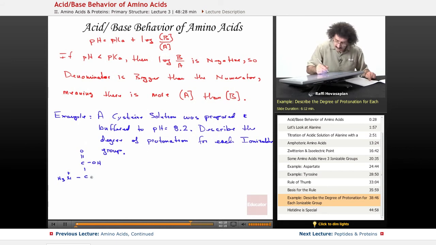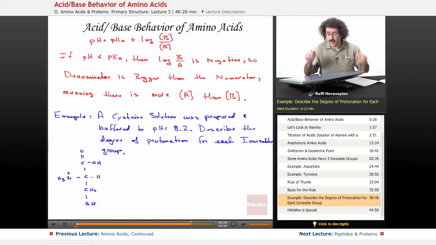NH3 plus, this is an H, this is a CH2, and cysteine is an SH. Okay, so again, begin by protonating all of them. In other words, that's protonated, that's protonated, that's protonated. We have 3 ionizable groups. At pH of 8.2, which one is protonated, which one is not? Well, let's see what we've got.